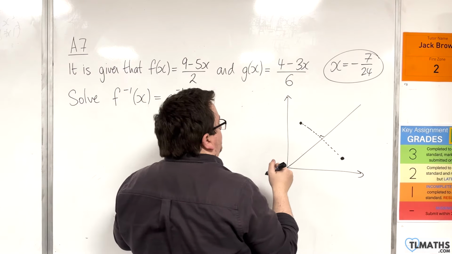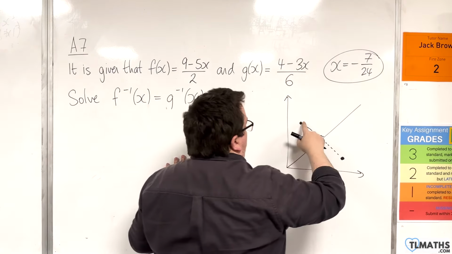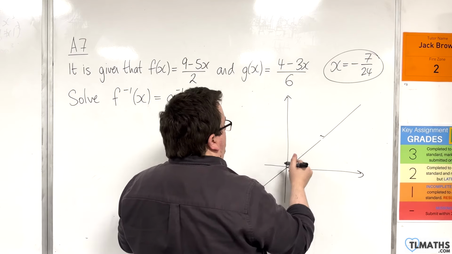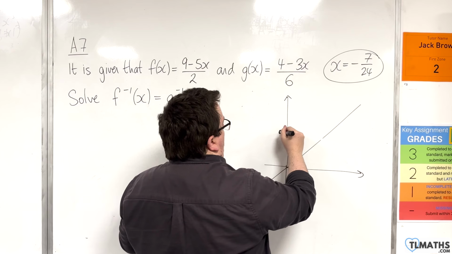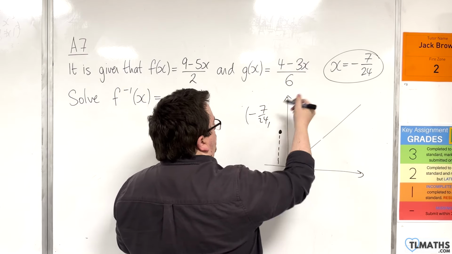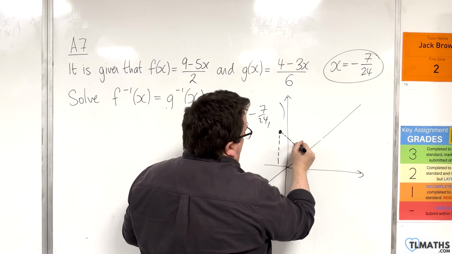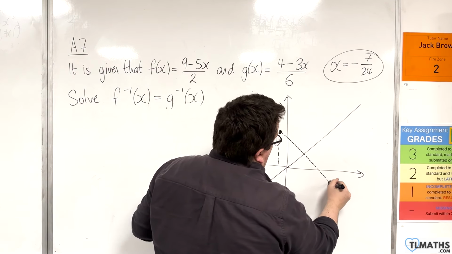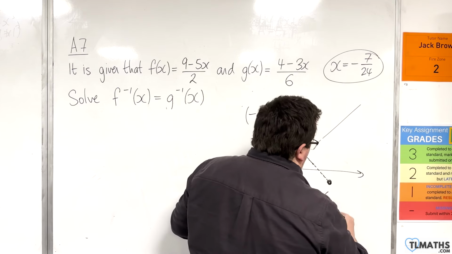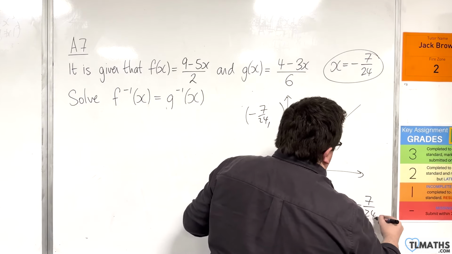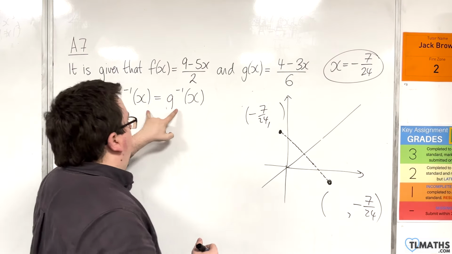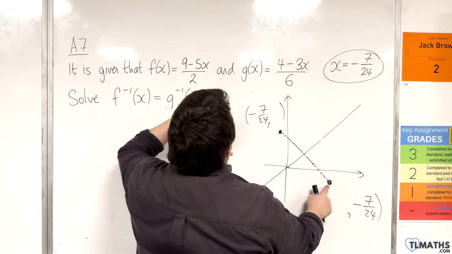Now, what I've worked out, now I've got minus 7 over 24, haven't I? So let's draw that so it's reasonably accurate. Okay, so there's your y equals x line. So we've actually found this point over here. Okay, so that's your minus 7 over 24, comma something. That's that point. And if we reflect it in the y equals x line, we're going to have this point down here. Now the coordinates of this point will have y coordinate of minus 7 over 24. So this is where these two intersect.